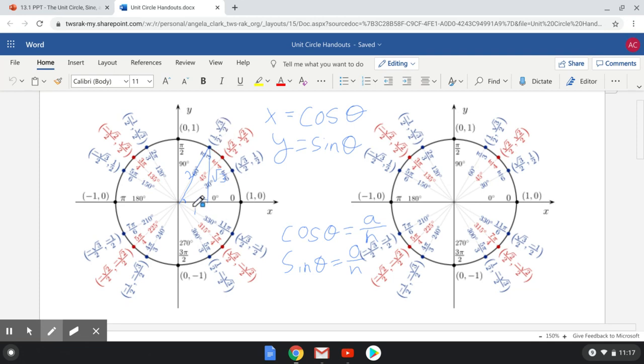These are the actual lengths of these in our unit circle, which can kind of make sense. If this is 1, right, it makes sense that this comes down at a half. Hopefully that makes sense.